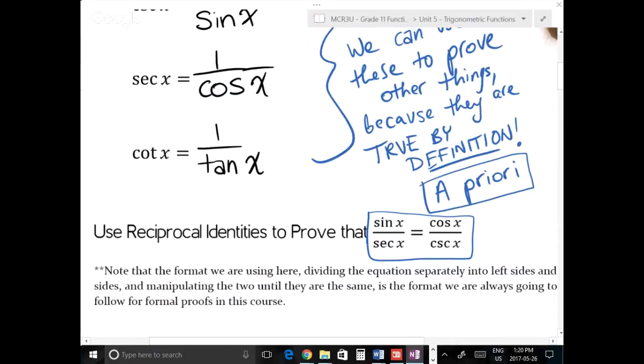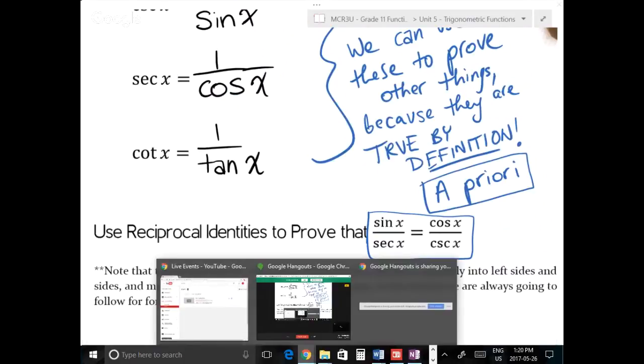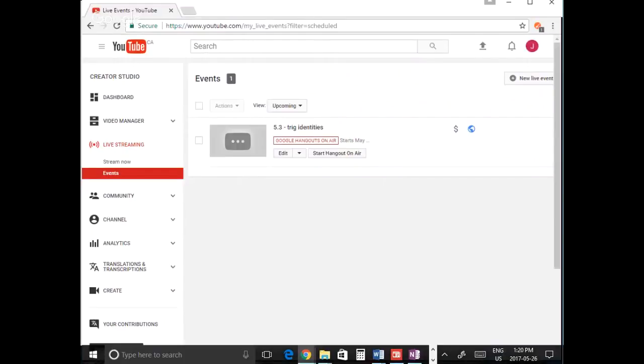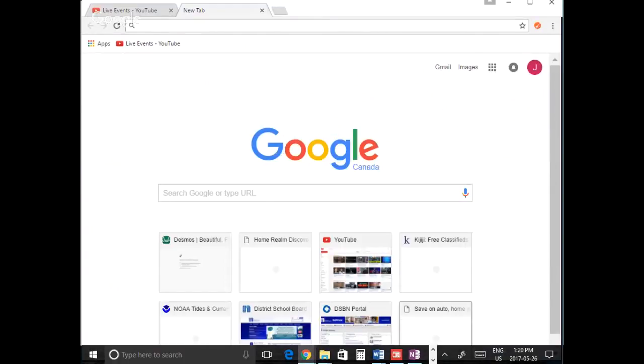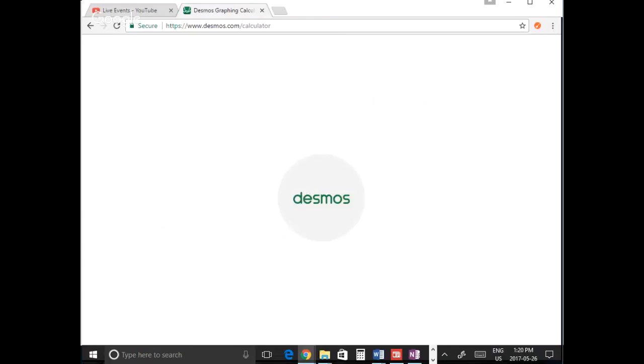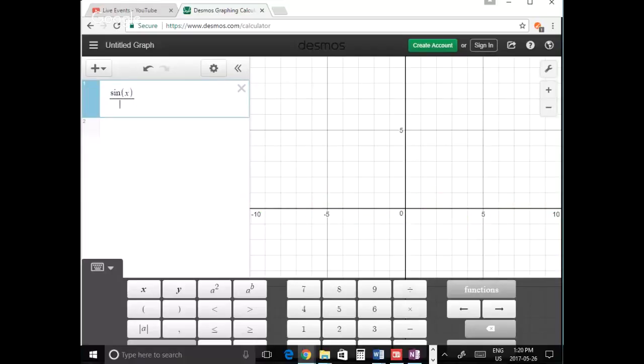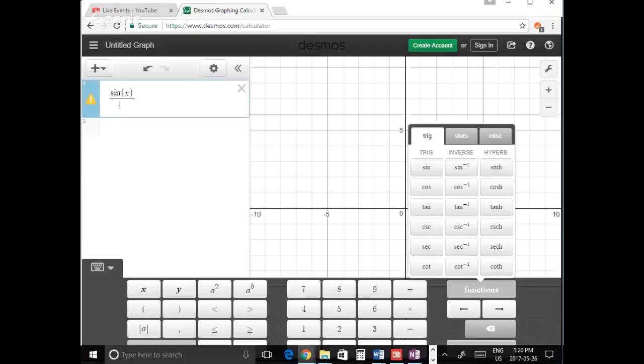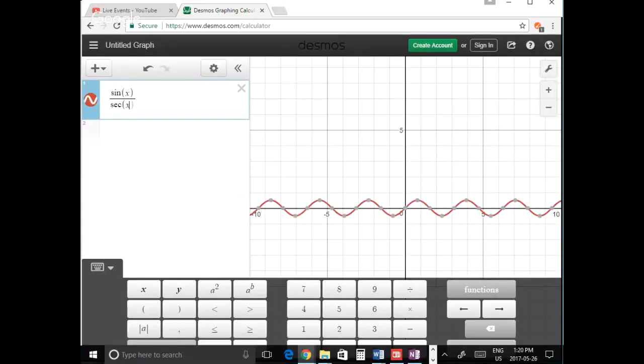In fact, maybe I'll do that. I wasn't planning on doing that, but it's not a bad idea. Desmos, beautiful free math. Start graphing. What's the first one I gave you? Sine x over secant x. Okay, so sine of x divided by secant? I do have a secant button, thank God. Okay, and there's that function.